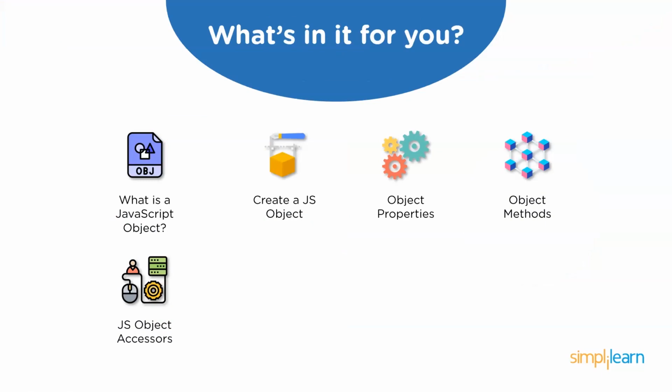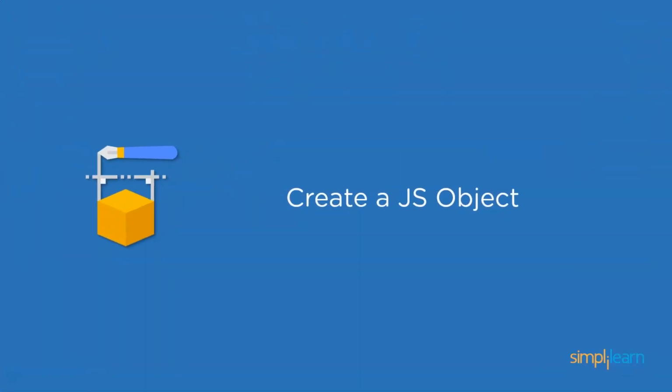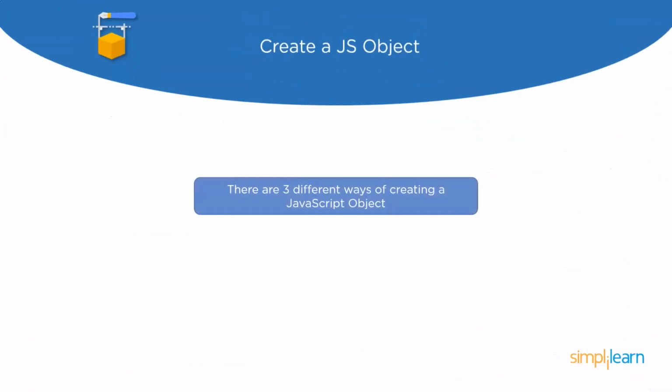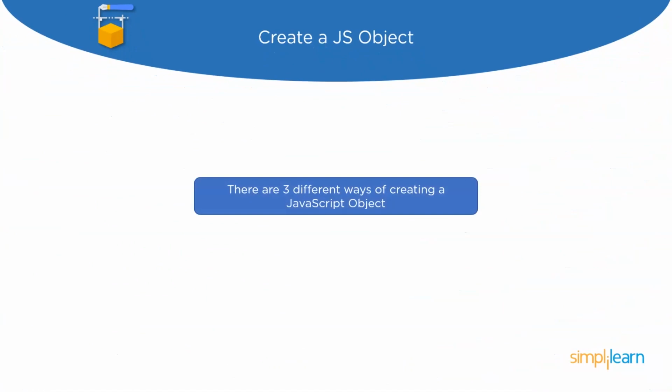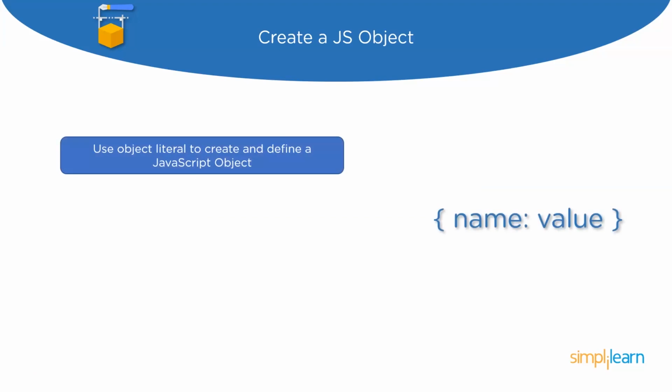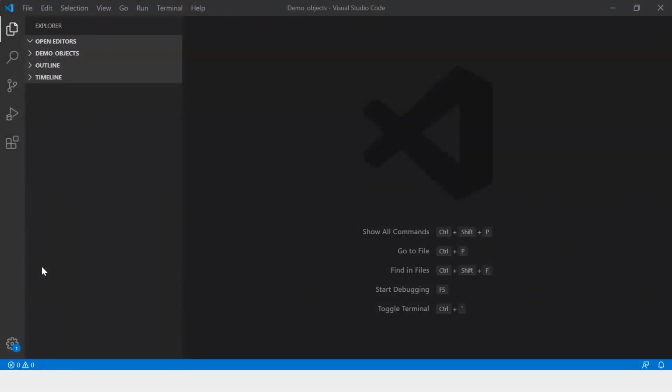Moving on to the next concept, to create a JavaScript object. Now basically there are three different ways of creating a JavaScript object. Alright, so we'll look at them one by one. The first one is to use a literal to create and define a JavaScript object. So let's go to our VS Code editor. Now if you have any doubts regarding the initial setup, then I suggest you go through the previous video, that is JavaScript arrays, to get you started with it.